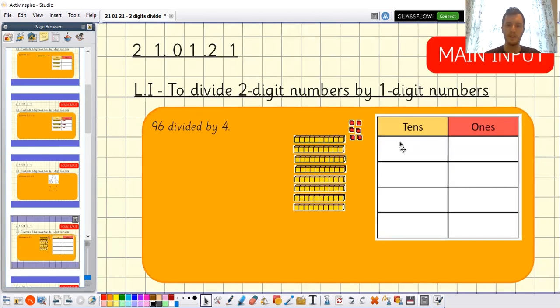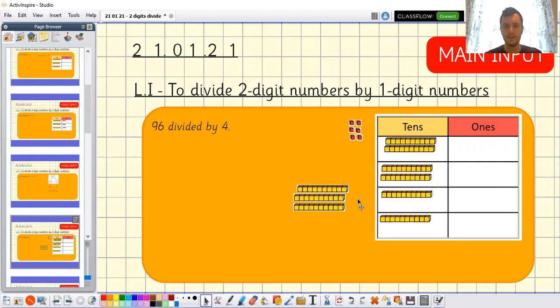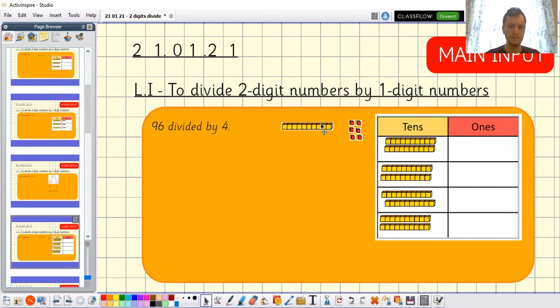So I'm going to take my 10s. Oh, they're disappearing again. Let me make them reappear. I'm going to share those between the 4 groups. There we go. There's 1 10 in each group. There's 2 10s in each group. I've got 1 spare. I can't put it there, there, there, or there because it won't be equal. So what do I do? Well done if you said we regroup that 1 10 into 10 extra 1s.